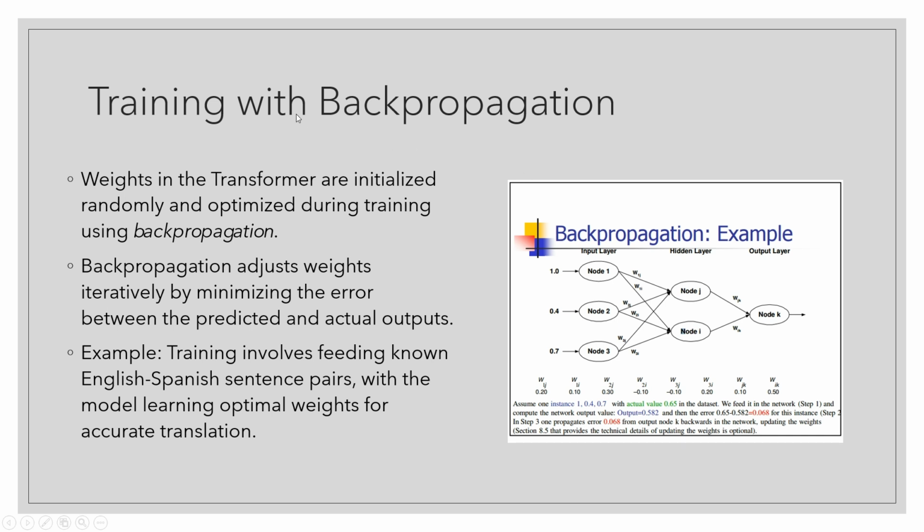Training with back propagation. Weights in the transformer are initialized randomly and optimized during training using back propagation. Back propagation adjusts weights iteratively by minimizing the error between the predicted and actual outputs. Example: training involves feeding known English and Spanish sentence pairs, with the model learning optimal weights for accurate translations.